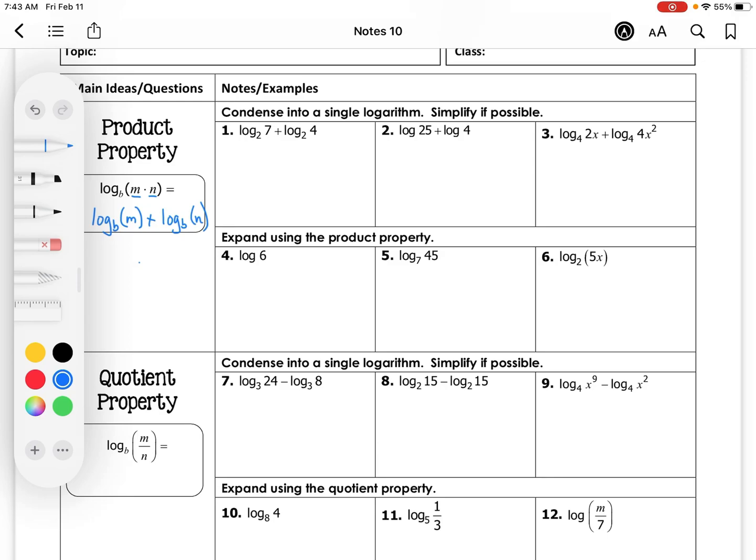You can go backwards as well. If you have logs with the same bases of 2 numbers being added together, you can then condense them to be multiplied. Let's look at our first example.